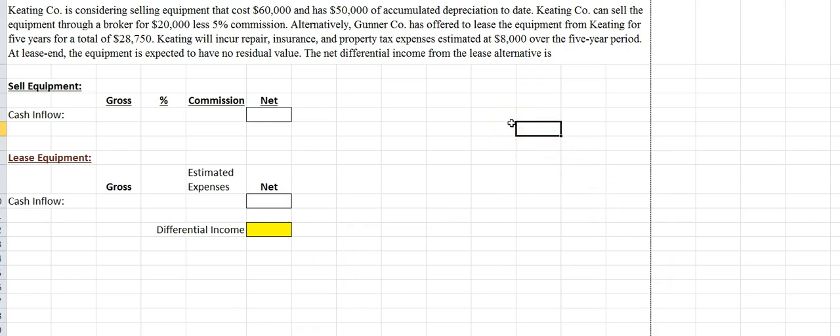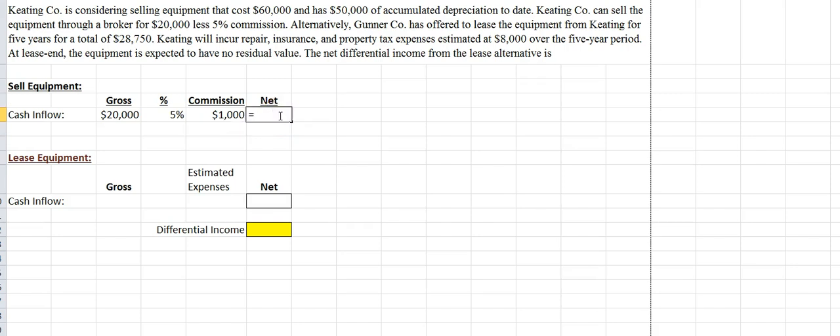Okay, let's take a look at this next problem. Problem 9. Keating Company is considering selling equipment that costs $60,000 and has $50,000 of accumulated depreciation to date. Keating Company can sell the equipment through a broker, or this is, I guess, a sell or lease question. Can sell the equipment to a broker for $20,000. Okay, so they could sell it for $20,000. They're going to pay a 5% commission. So the commission is going to be equal to 20,000 times 5% is $1,000.